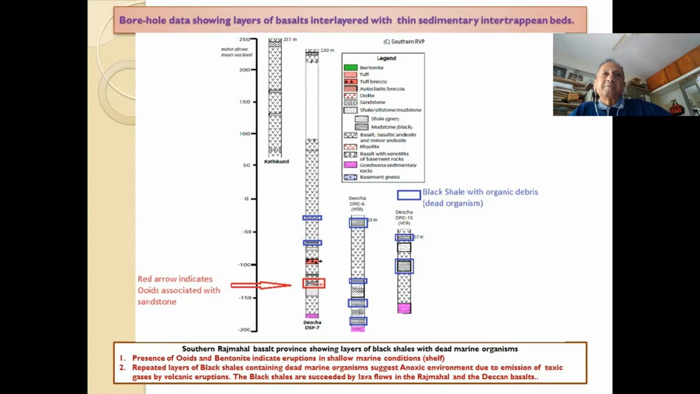They have a special significance because they are formed possibly due to emission of toxic volcanic gases, as a result of which life at that period in the marine conditions was not sustainable, and the animals died, and gradually they settled down in the ocean bottom. The black shales are succeeded by lava flows in the Rajmahal and Deccan basalts.